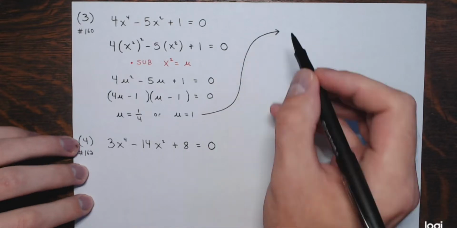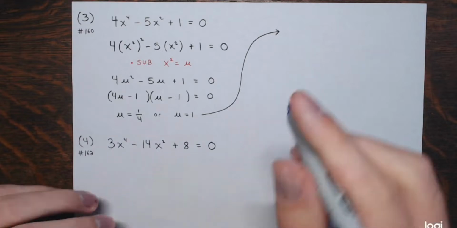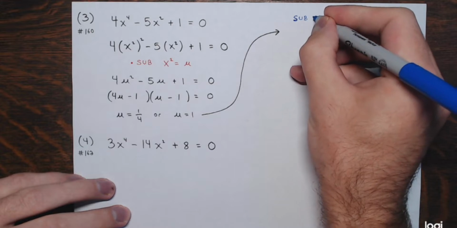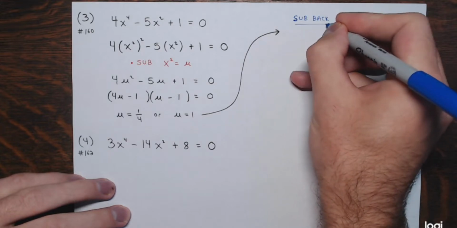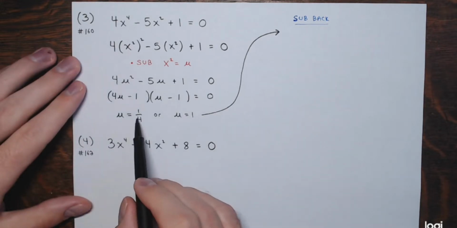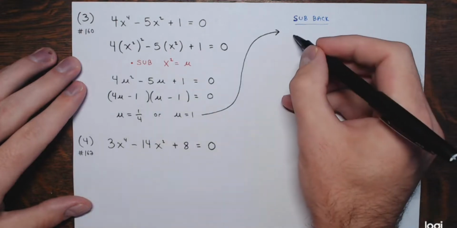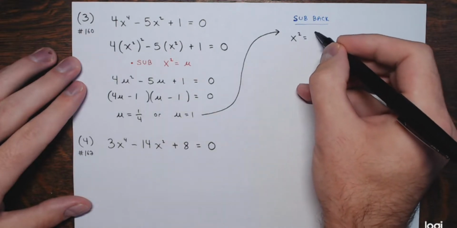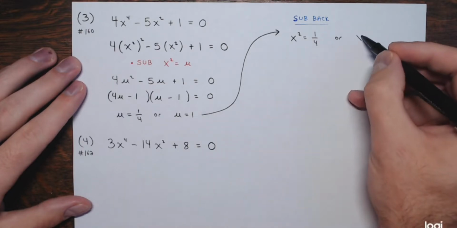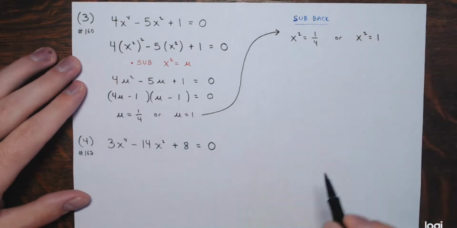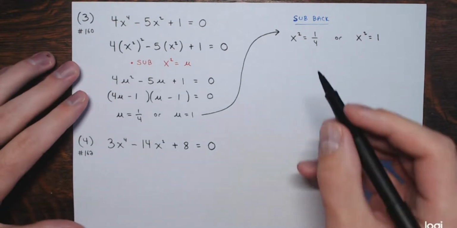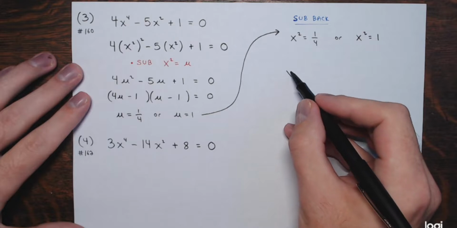So now I've got some room to keep it on the same page here. And now we're going to sub back. I've solved for the new variable, but I want to go back and solve for the original variable x. So u equals 1/4 becomes x squared equals 1/4. u equals 1 becomes x squared equals 1. And again, I have some ones here that I can easily solve with the square root property.